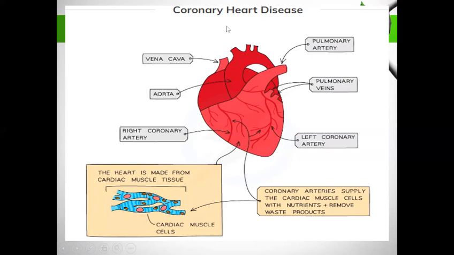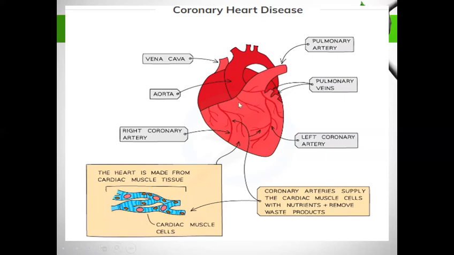So sometimes there is a blockage in the coronary artery. If there is a blockage in the coronary artery, then the muscles or the tissue of the heart will not get oxygen and glucose, due to which that part of the heart doesn't work. Okay, and it causes coronary heart disease.